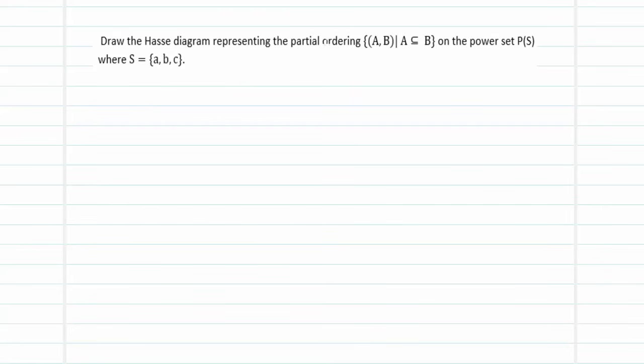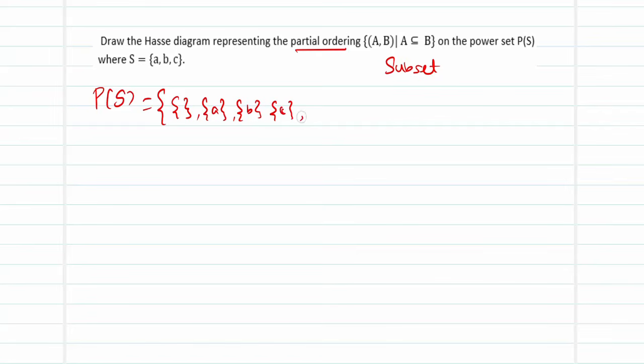Last one more. Draw the Hasse diagram representing the partial ordering {(A, B) : A ⊆ B} on the power set P(S), where S is the set {a, b, c}. What is meant by power set? The collection of all possible sets: the empty set, singleton sets with a, b and c, doubleton sets like ab, bc and ca, and all elements taken at a time, abc.